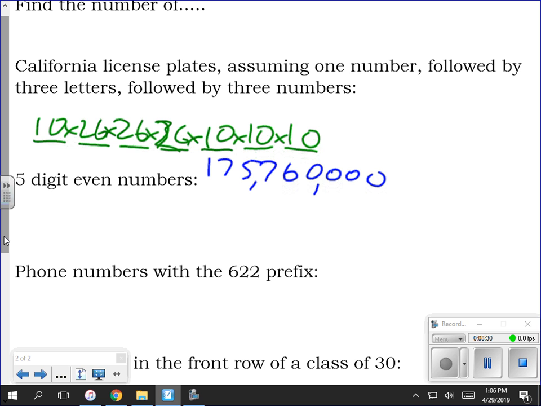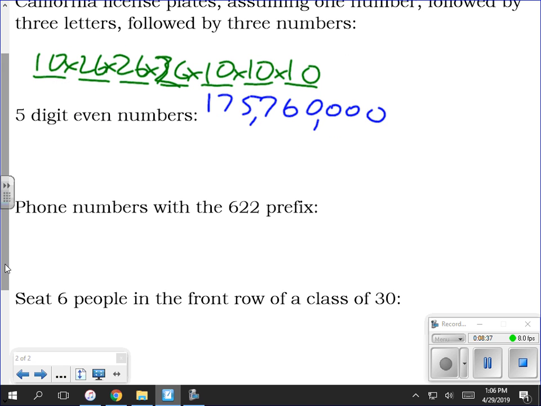So, that's how many license plates we can have. So next one, 5-digit even numbers. Same idea. So I have a 5-digit number, like 10,298 or 14,352. Okay, 5-digit number. That's what we're looking at, something along those lines. So I have 5 digits: 1, 2, 3, 4, 5.